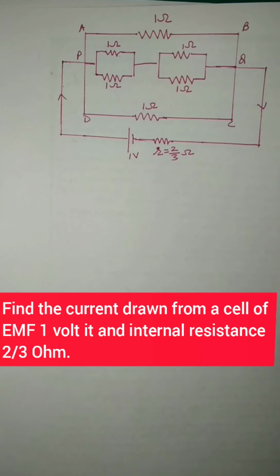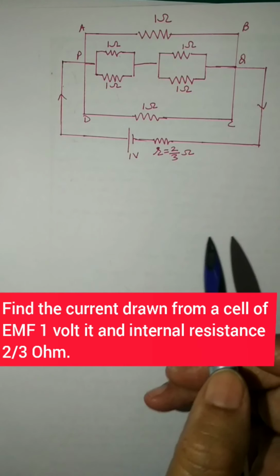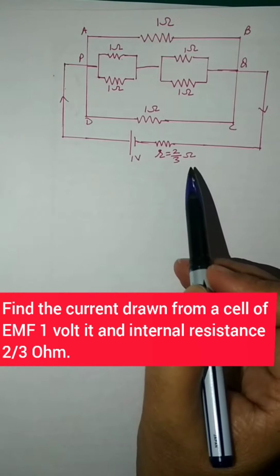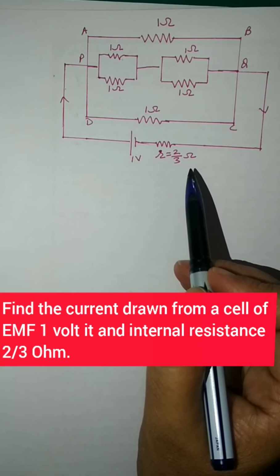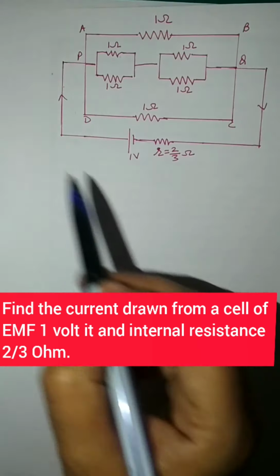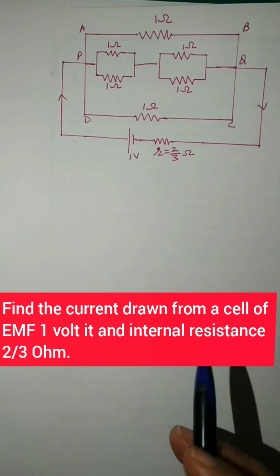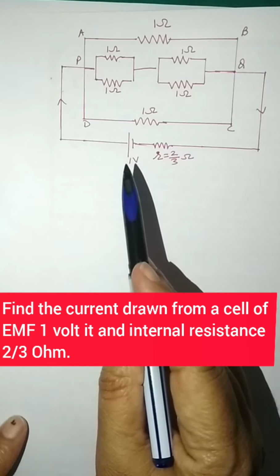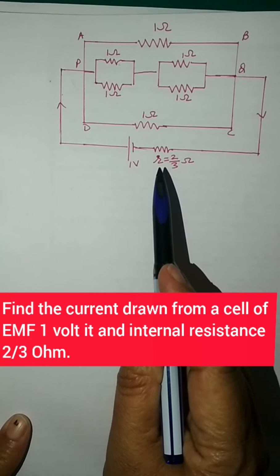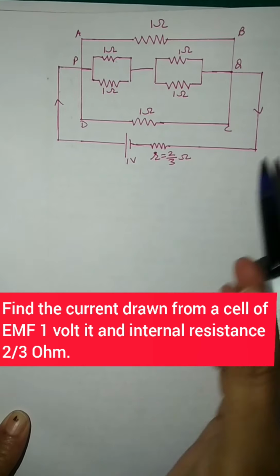Okay. Now your question is, find the current drawn from a cell of EMF 1 volt and internal resistance 2/3 connected to the given network. So children, the resistance shown next to the battery is always the internal resistance. So now you have to find the current.